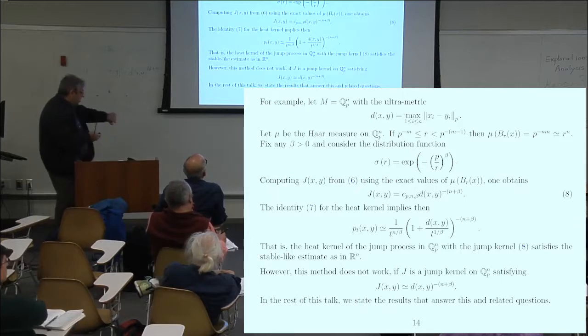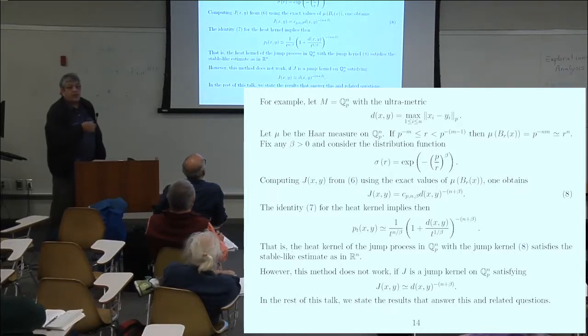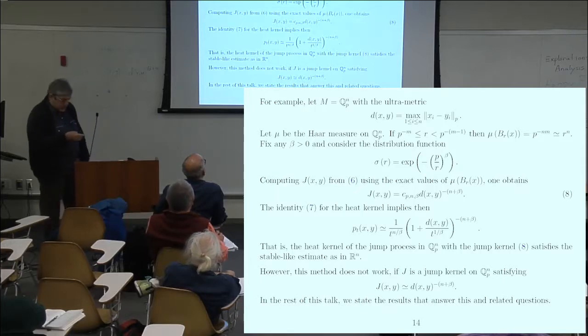So now I come to the main point of this talk. The results: what happens on ultrametric spaces if the jump kernel is of order of the distance to some negative power.